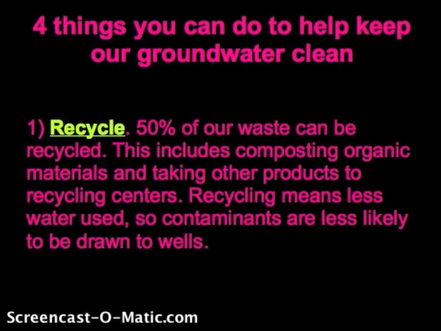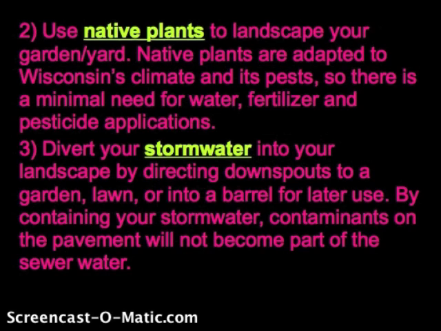So what are some things you can do to help protect groundwater? One, recycle. 50% of our waste can be recycled, and this includes composting organic material and taking other products to recycling centers. This will help prevent contamination of the groundwater. Use native plants to landscape your garden or yard. A lot of the native plants are designed to be in Wisconsin's climate, which can be dry from time to time. But a lot of times you see houses have all these beautiful flowers, but as soon as it gets dry, as soon as it gets really hot, those flowers wilt away and they die.